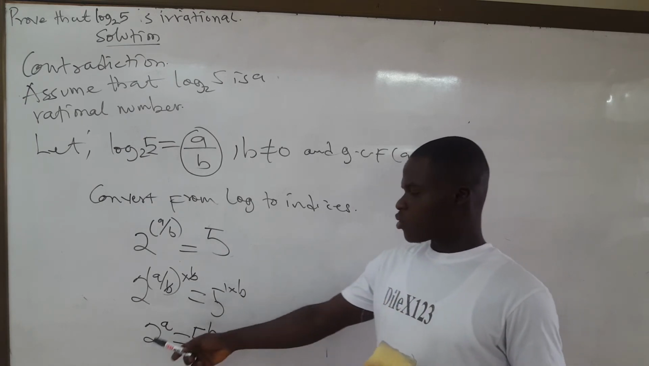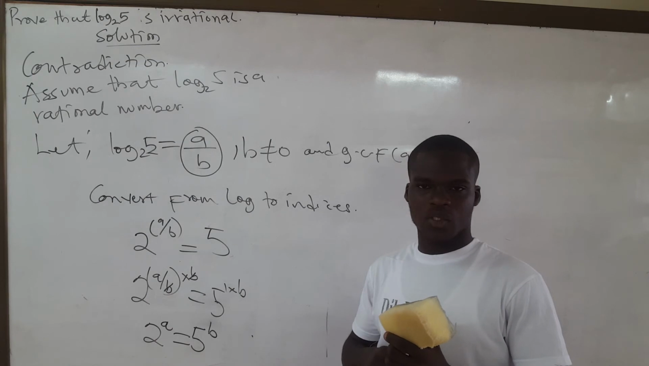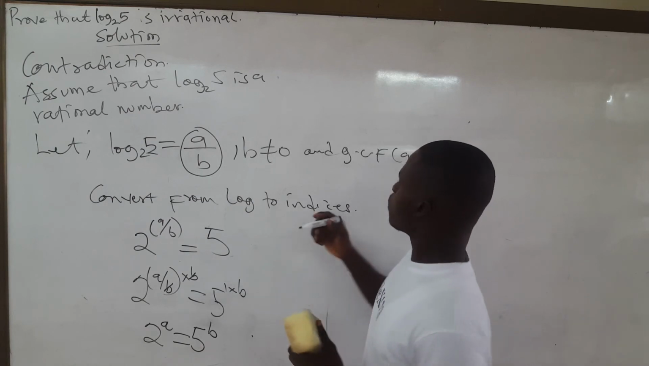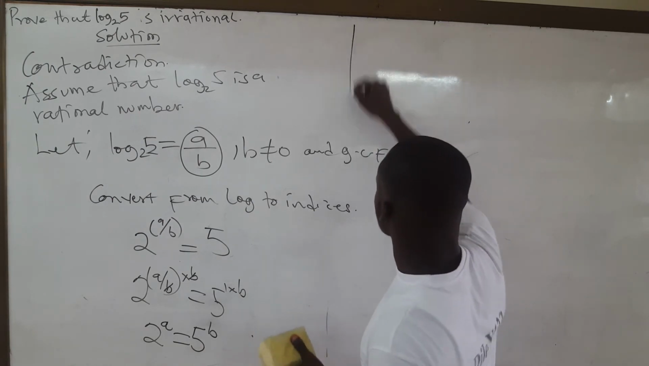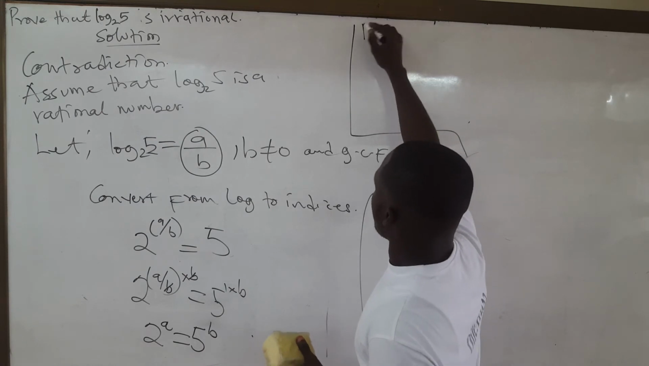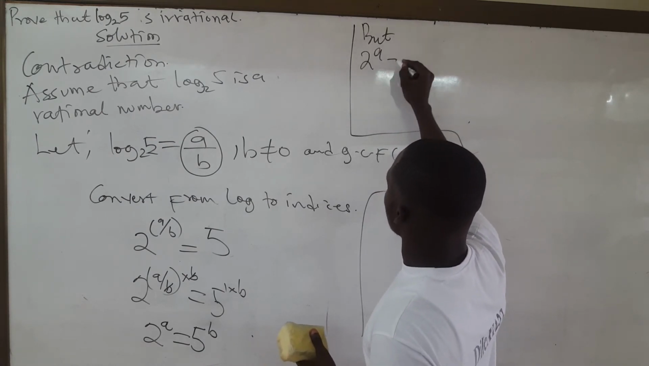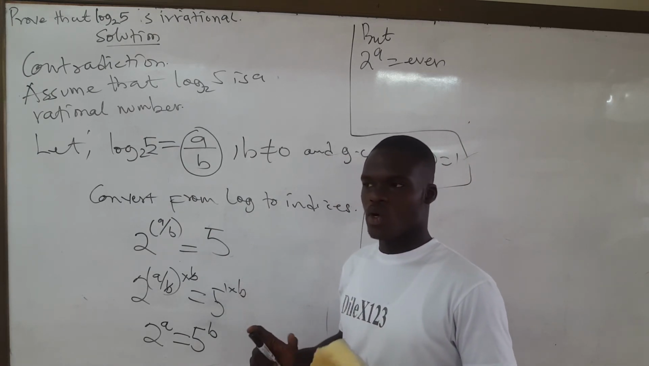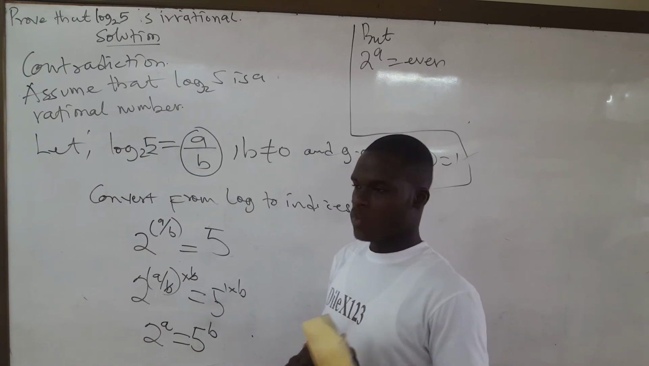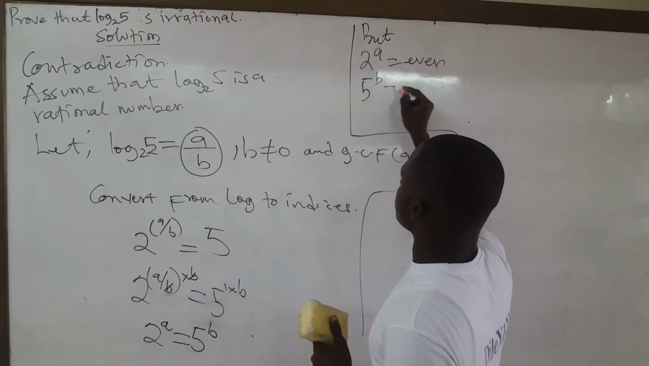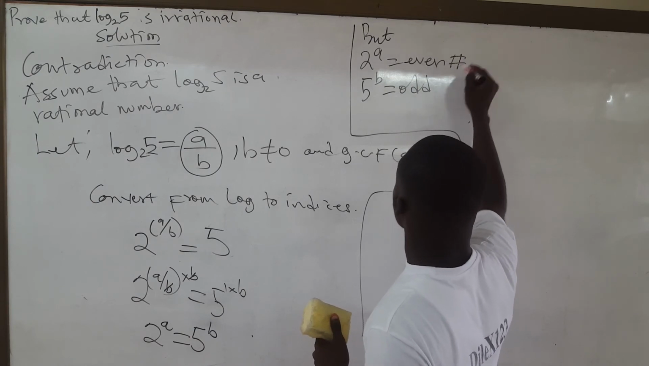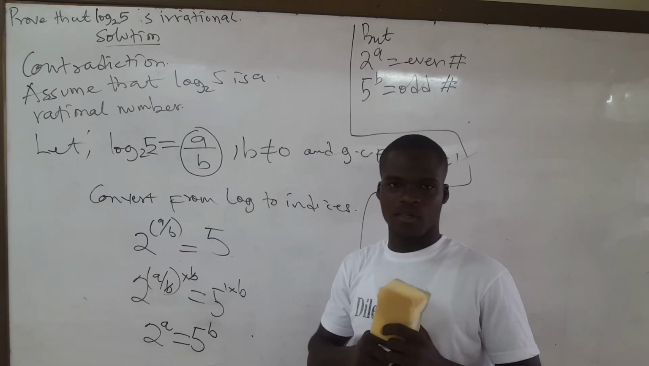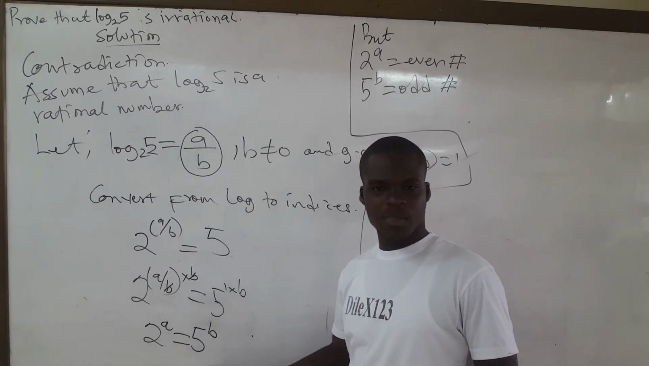Why? Because 2 is an even number, so no matter the exponent we subject 2 to, we'll always get an even answer. So let's write here that 2 exponent a is an even number. And 5 exponent b is an odd number, because 5 exponent any number will always give an odd answer and not an even answer. So an even number can't be equal to an odd number.